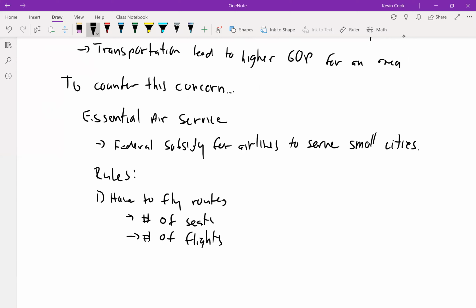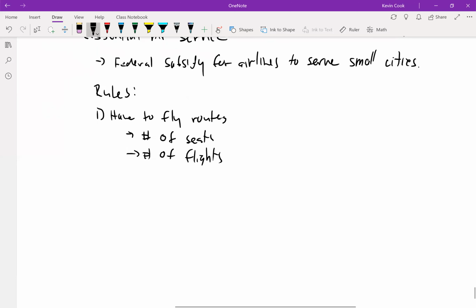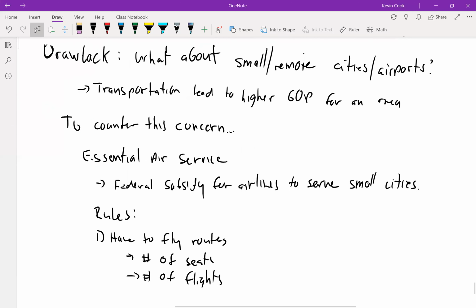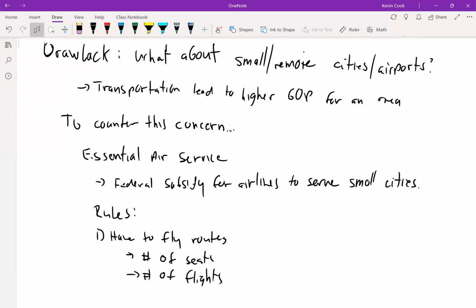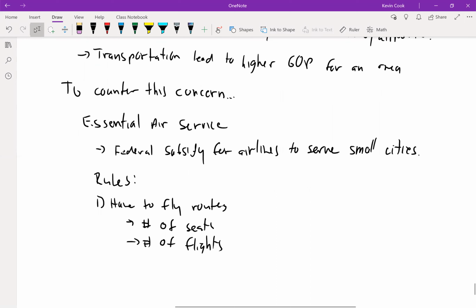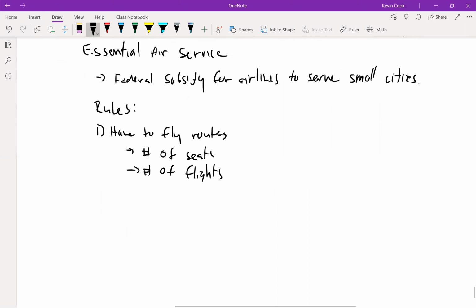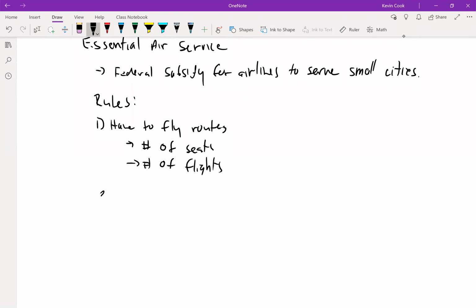Right. So if the plane does not go, they don't get their subsidy for that flight. And it is a flight by flight basis. It's not like, hey, here's a bunch of money, fly this route. Instead, if you do have to cancel for weather or whatever the case is, you don't lose your subsidy because one flight doesn't work. So you have to fly the routes, and you have to have consistent pricing.